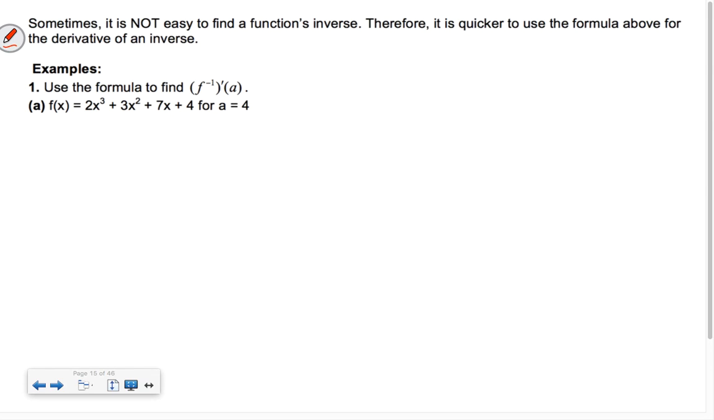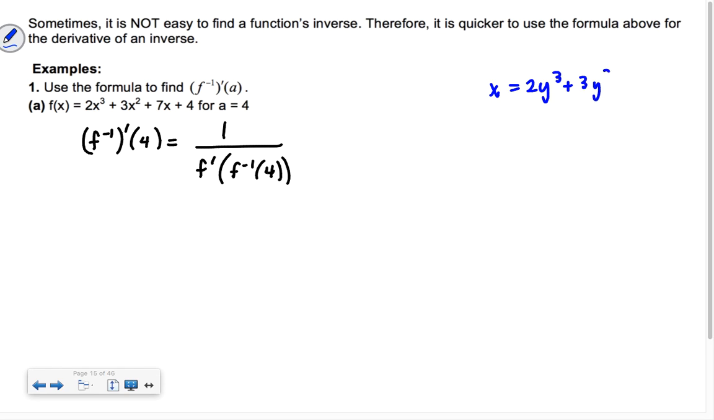All right, so it says use the formula to find f inverse prime of A. So we're finding f inverse prime at our A value of 4. So it's going to be 1 over f prime of f inverse of 4. Do you guys see that this is not easy to find the inverse of? If I was trying to find the inverse, you don't have to write this out, but I would have x equals 2y cubed plus 3y squared plus 7y plus 4. How do you find the inverse of that? Pretty difficult. We don't want to find the inverse of that, so we ignore that.